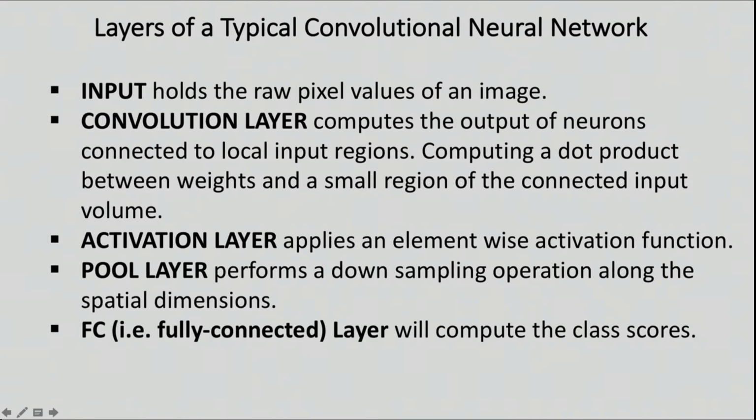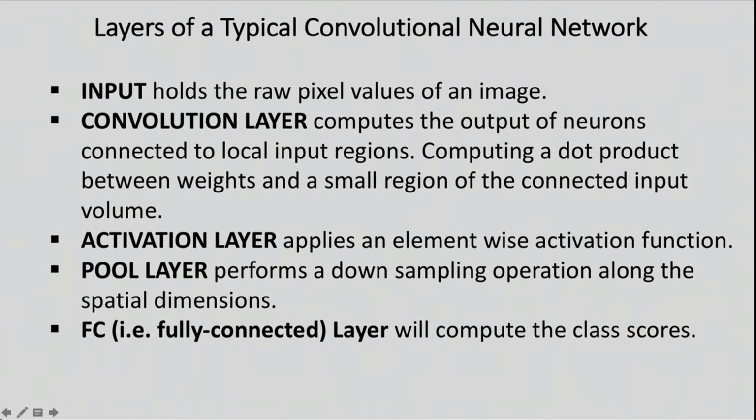And the typical layers of a convolutional neural network: we always have an input layer. In this case, we're inputting the raw pixels. The convolution layer computes the output of neurons connected to the local input regions, computing a dot product between the weights and a small region of the connected input volume. And then you'll see activation functions that we referred to earlier, a variety of those activation functions. And then a pooling layer does a downsampling. And then again, the fully connected layer is always at the end.